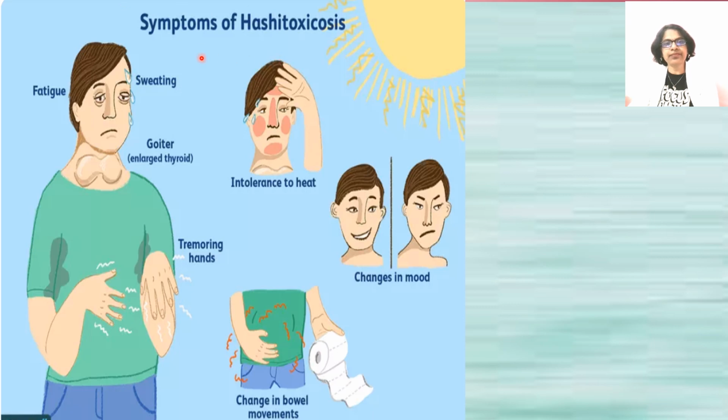And here we can see sometimes symptoms of Hashitoxicosis. What do you mean by toxicosis? The toxin level or the hormonal level will be increasing in the blood. So in that condition, some kinds of changes we can see because of the autoimmune disease condition. The patient may be suffering from fatigue, continuous sweating, goiter, enlargement of the thyroid gland, and tremors in the hands. Hands will be getting tremors and intolerance to heat. So they are not able to tolerate the heat, and changes in the mood. Mood will change, and changes in the bowel movements.